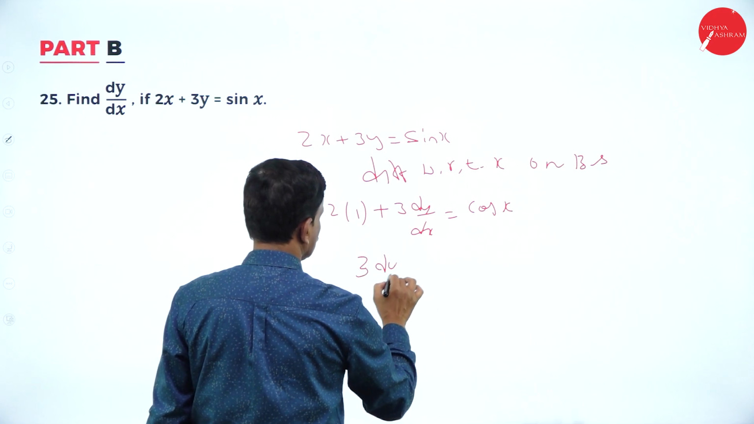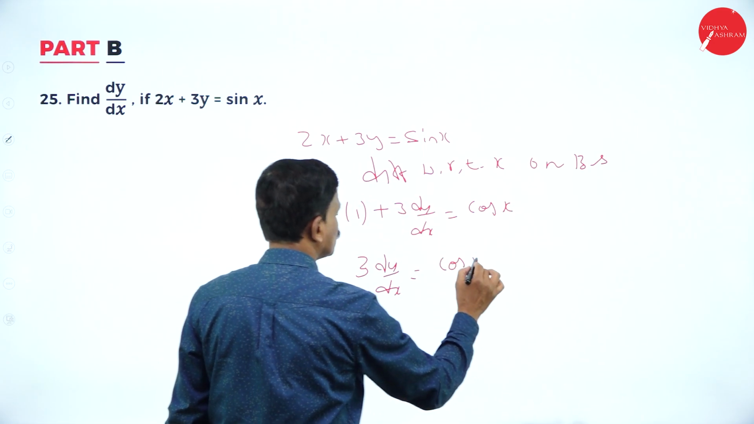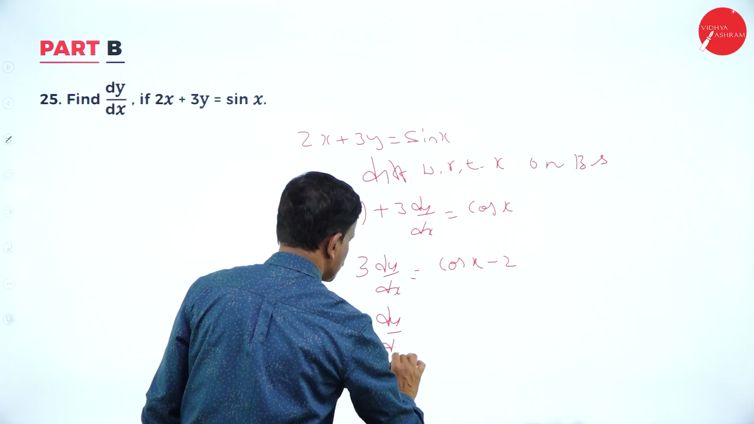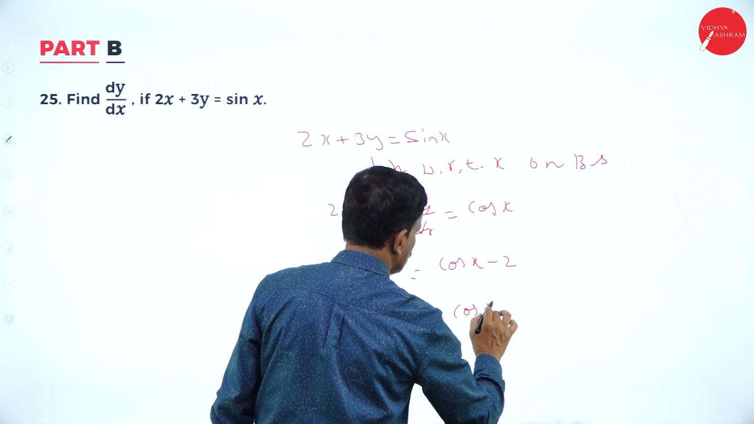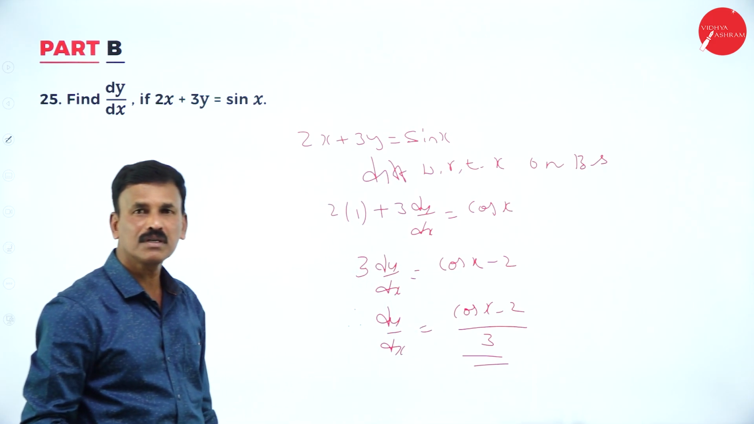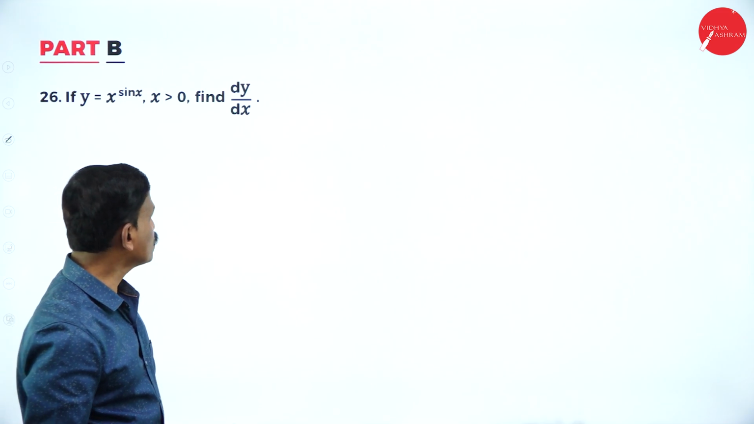So, this 3 into dy by dx as it is, transfer this plus 2 to the right hand side, it becomes minus 2. So, therefore, the required answer dy by dx is equal to cos x minus 2 divided by 3. This is the simplified answer. Hope you followed. Very simple for 2 marks. Move on to the next problem.